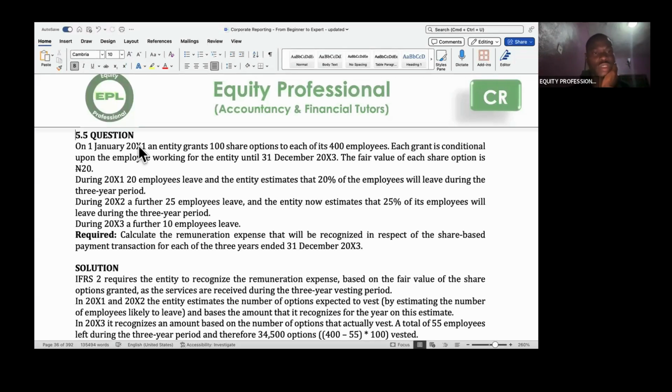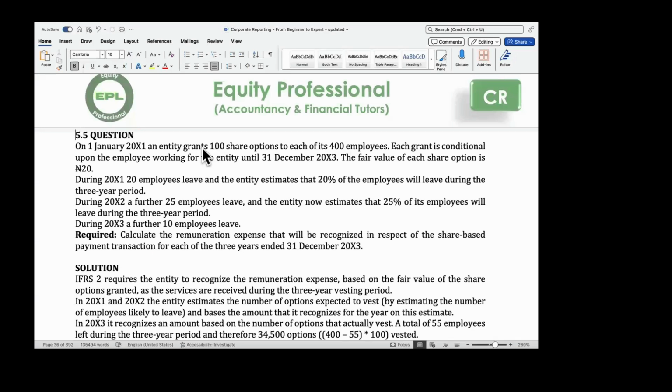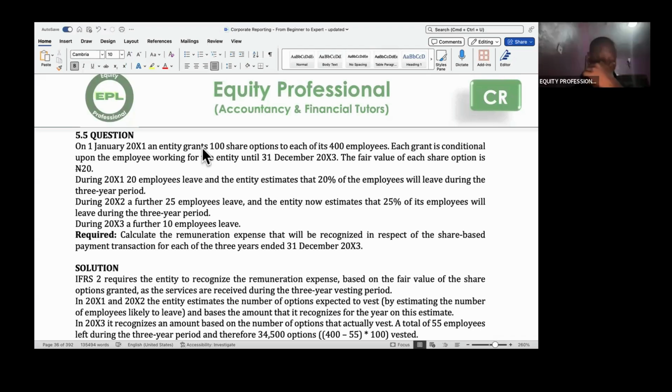On 4th January 2001, an entity grants 100 share options to each of its 400 employees. Each grant is conditional upon the employee working for the entity until 31st December 2003. Okay, so based on this sentence, that means 1st January 2001 is the grant date. Grant date. That's the date we gave the options.